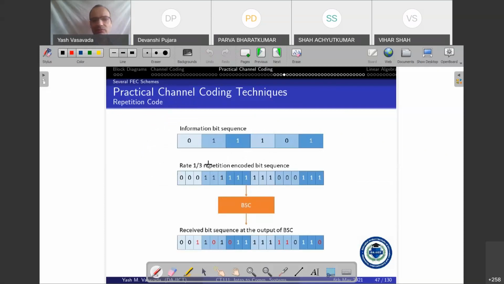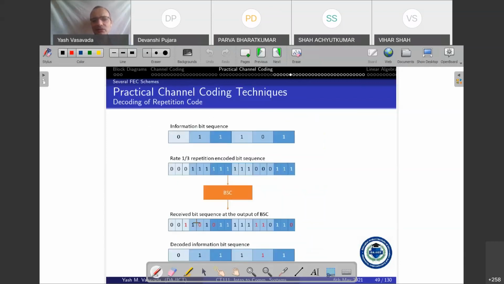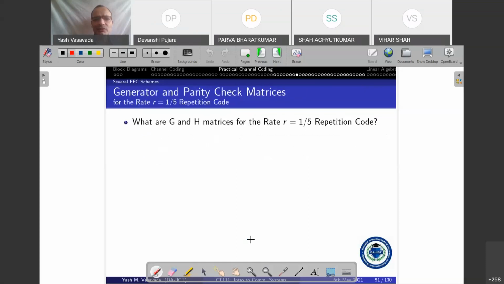This diagram, I think you have probably seen earlier. Suppose you are transmitting some 6 bits, then the encoder turns them into 18 bits like this. And then maybe some of those 18 bits get flipped by the BSC. And then we said that a good decoding strategy would be to do majority voting, and so therefore we decode this particular sequence. So this is the rate 1 over 3 repetition code. This we have already seen earlier, so I won't spend much time on this.